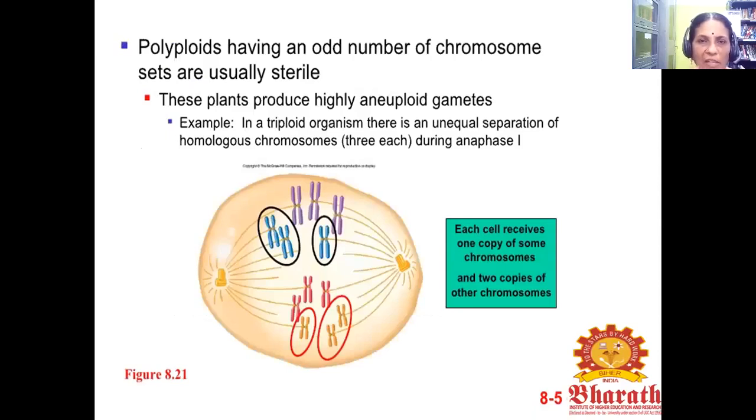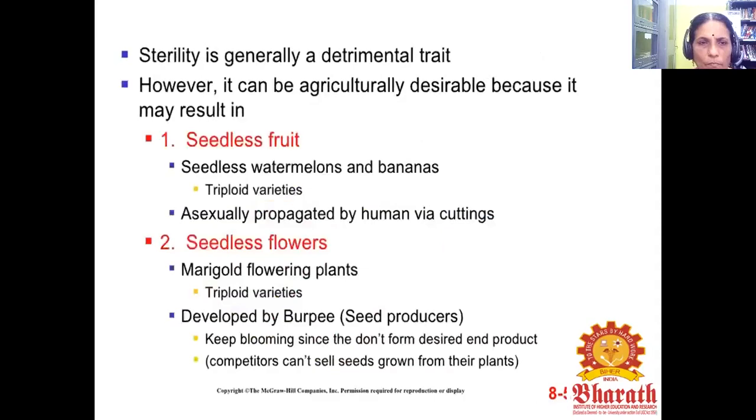Polyploids having an odd number of chromosome sets are usually sterile, because these plants produce highly aneuploid gametes. For example, in a triploid organism, there is an unequal separation of homologous chromosomes, three each, during anaphase. As the picture shows, each cell receives one copy of some chromosomes and two copies of other chromosomes. So sterility is generally detrimental.